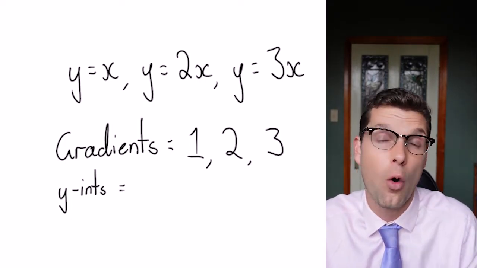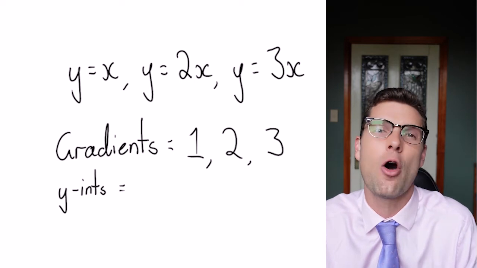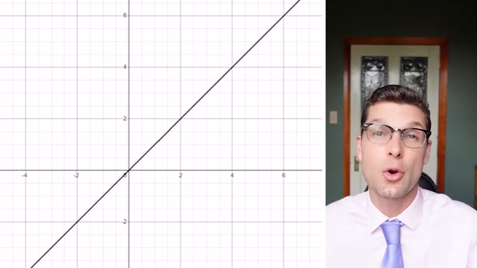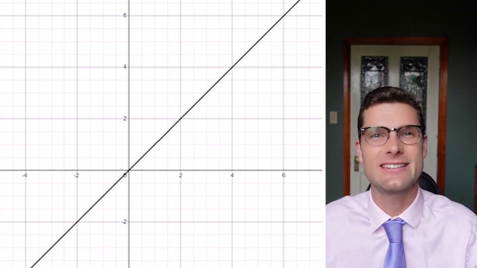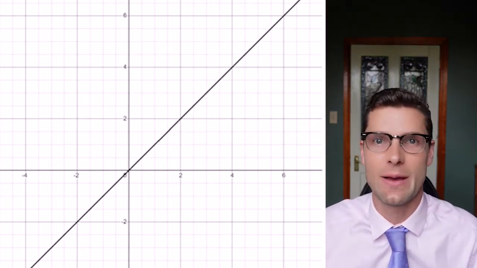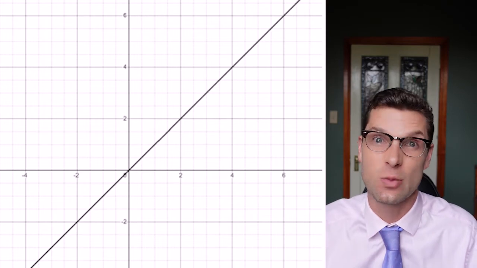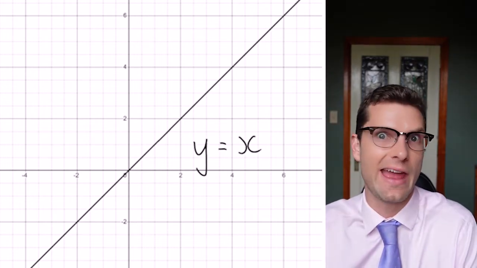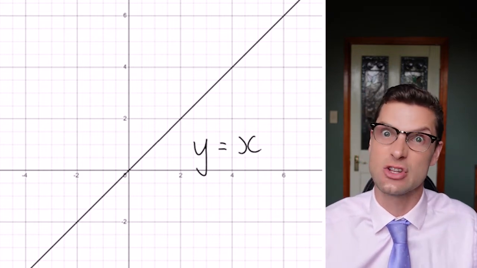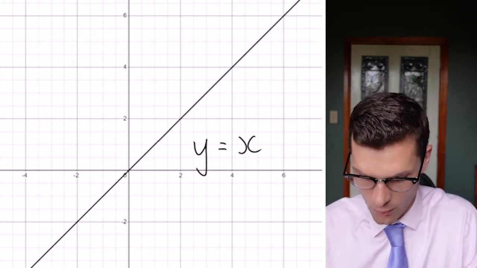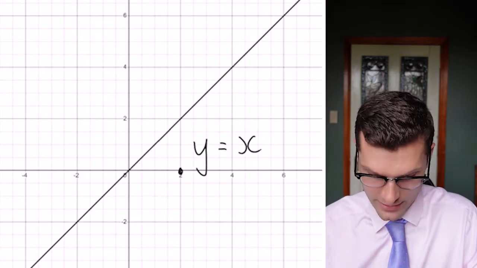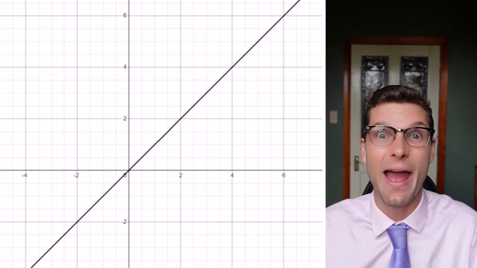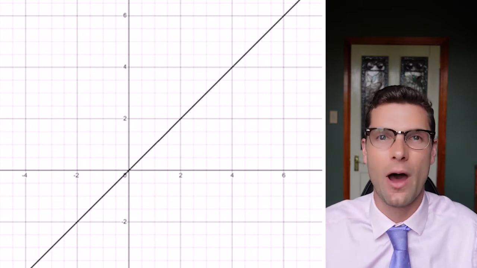For this one, all the y-intercepts are the same and they are all going through the origin, or the y-intercept is 0. So when we look at these three on the graph, we can see something straight away really jumps out. So this first line here is y is equal to x. And what that means is that whatever the x value is, that's the same as the y value. We can see here that when x is equal to 2, y is equal to 2 as well. So that's all that this one's saying.